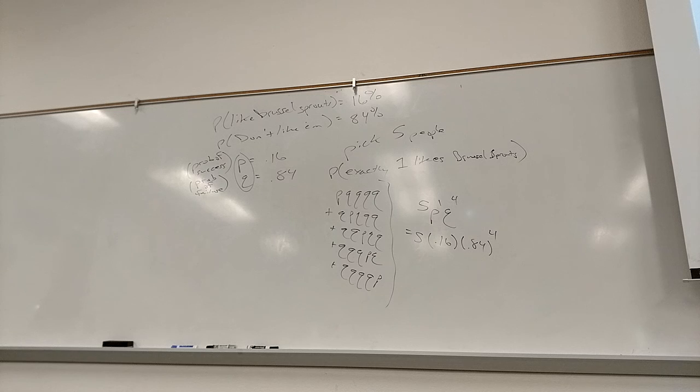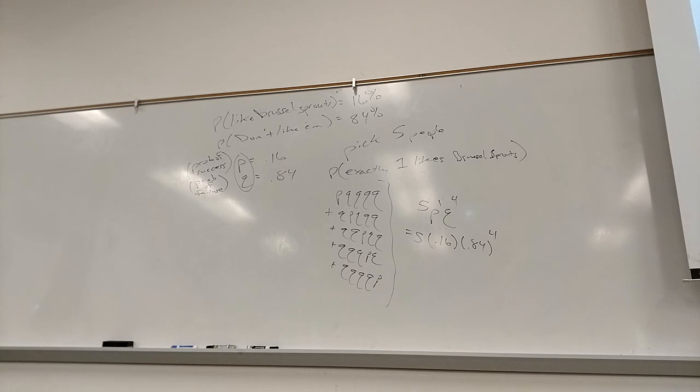What do you guys get? Yeah, I think I get what you just said. Where's the sweet spot there? Oh, I love this thing. Okay. Yeah, I got 0.398 and so on, which is 5 times 0.16 times 0.84 to the 4th.